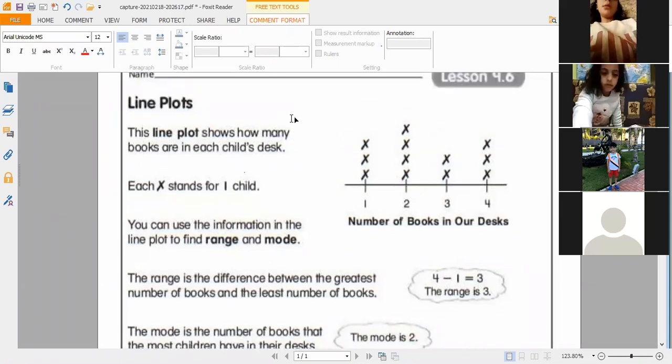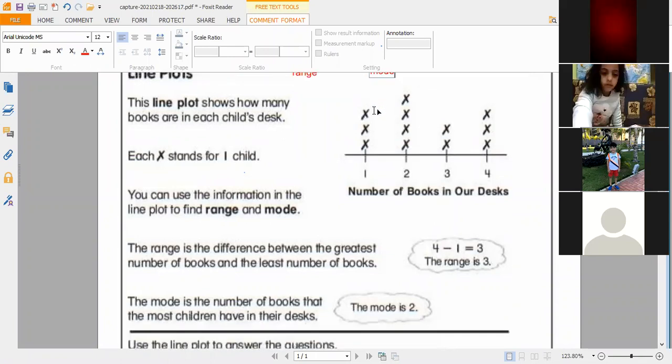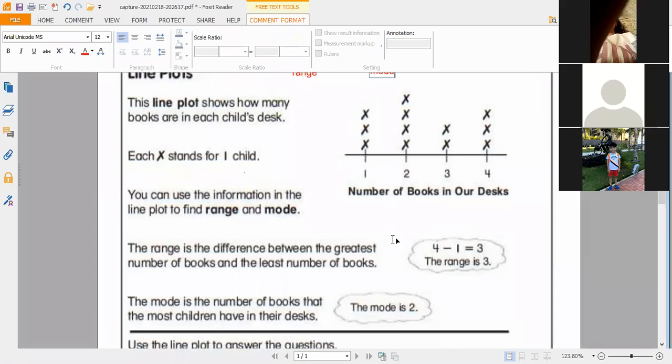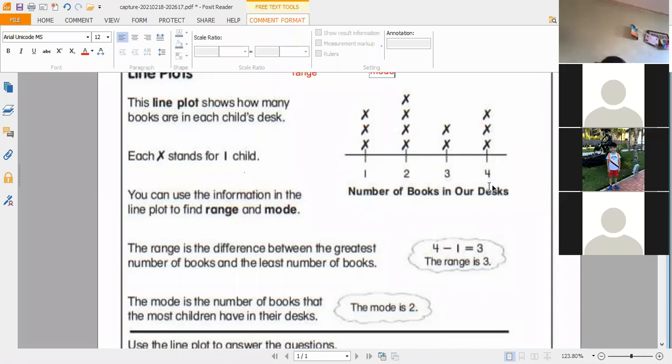Type. We have two new words to know: the range and the mode. What's the meaning of the range and what's the meaning of the mode? The word mode here means the most repeated number. Which number is the most repeated here?